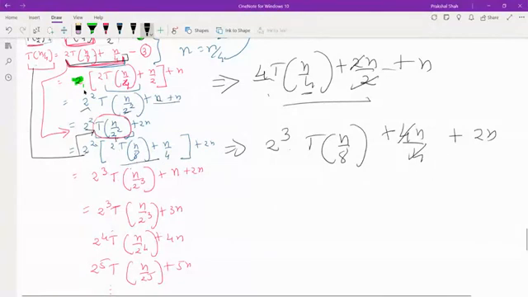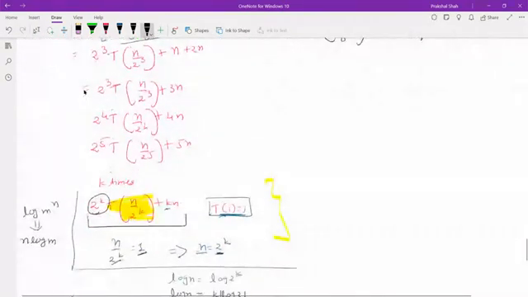So this is forming 2 raised to 3 t n divided by 2 raised to 3 plus n plus 2n. So it will be what? 2 raised to 3 t n divided by 2 raised to 3 plus 3n. Now from this it's simple: 2 raised to 4, 2 raised to 5, until 2 raised to k.